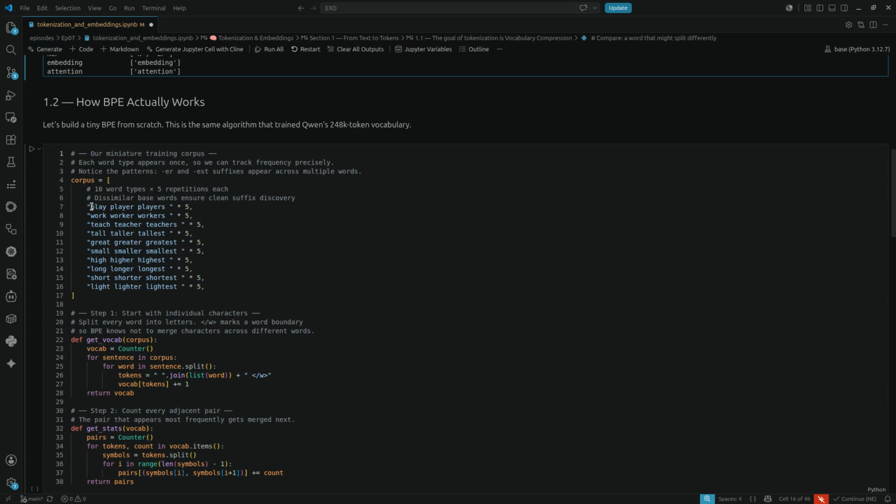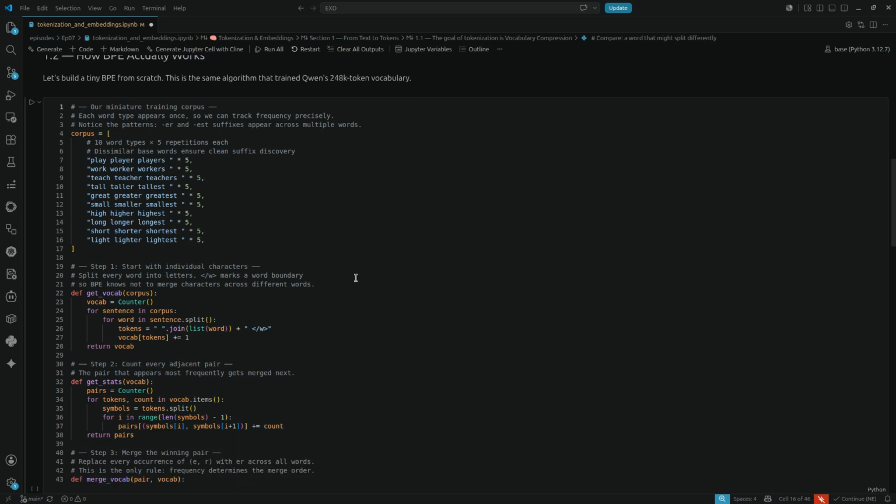Our corpus is a set of words that are like this: play, player, players, work, worker, workers, teach, teacher, teachers, etc. So obviously you can see that our goal is to see if we can mechanically get the base forms and the modification, how well a system can do that. So that's what our corpus is. We set the corpus up.